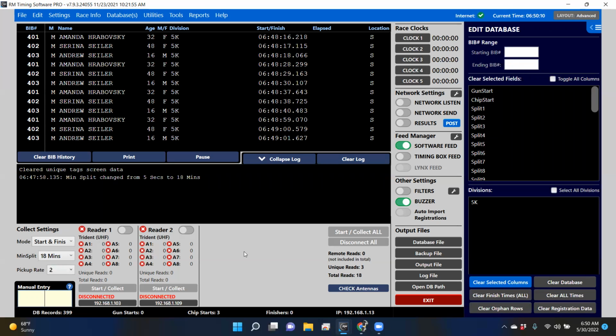And just to recap one more time, the first time they cross your mat, it's going to be a start time. The second time they cross the mat, that's going to be their finish time. And then that min split becomes very important, because we want to make sure that they can't finish the race in under 18 minutes. We don't want a bunch of finishers that finish the race in 3 minutes, 4 minutes. Obviously that's not correct, and we'd have to go through and fix that, but start finish mode fixes that for you. So that's just a brief recap on start finish mode, and that's all we got for that.